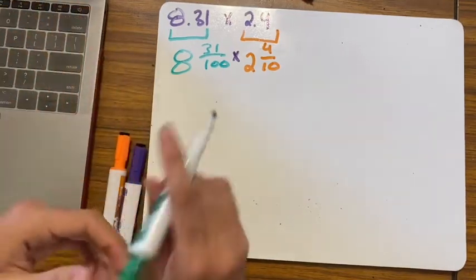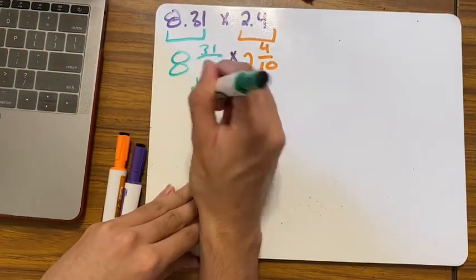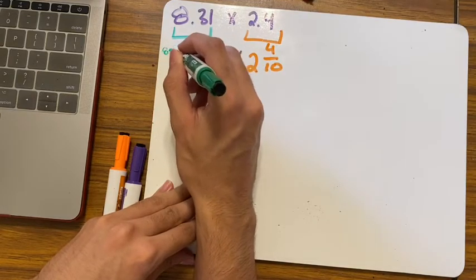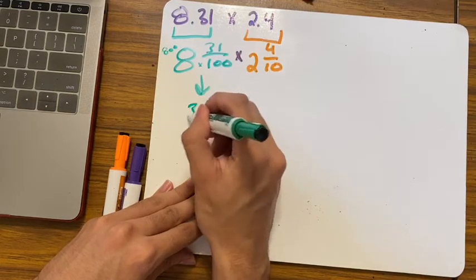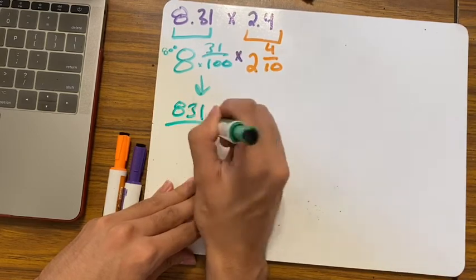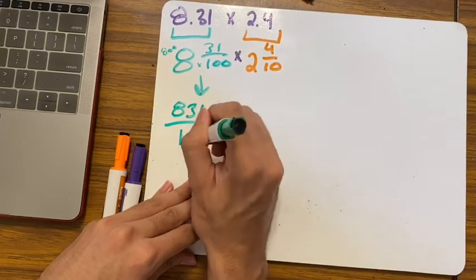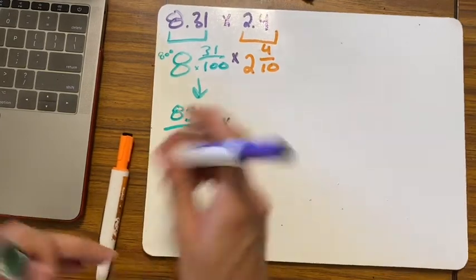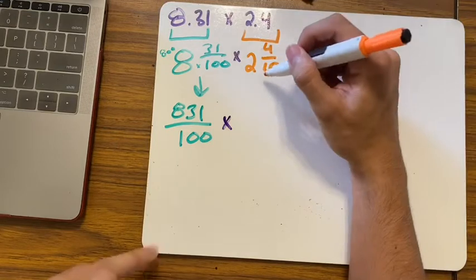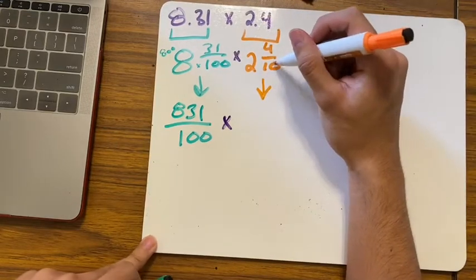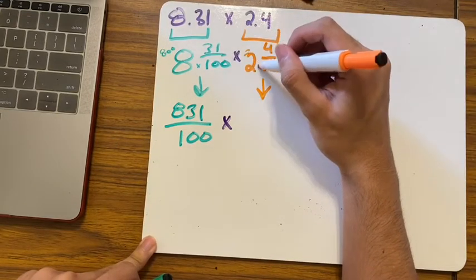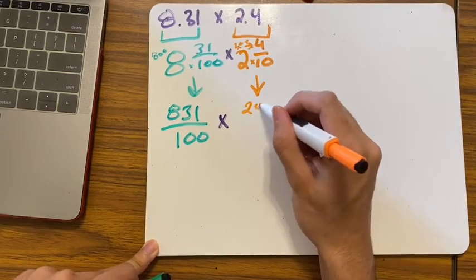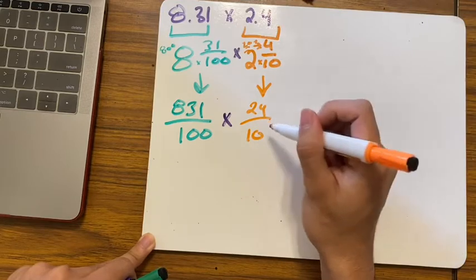So 100 times 8, that is 800. 800 plus 31, that is 831. Our denominator does not change, over 100. Okay? And then let's go ahead and switch this into an improper fraction. 10 times 2, 20. 20 plus 4, 24 over 10. Okay?